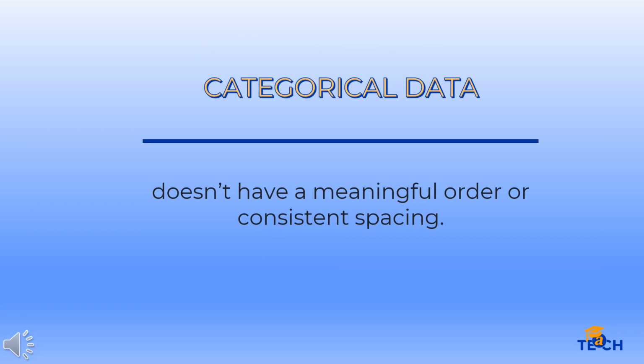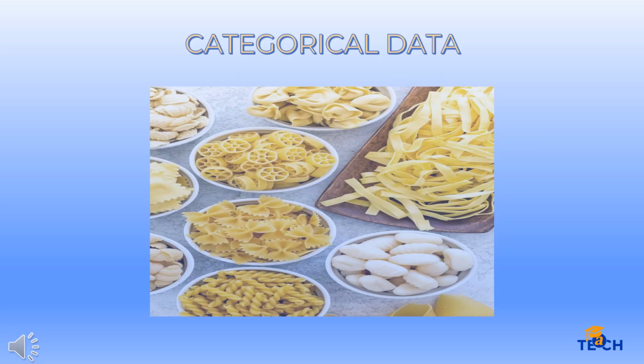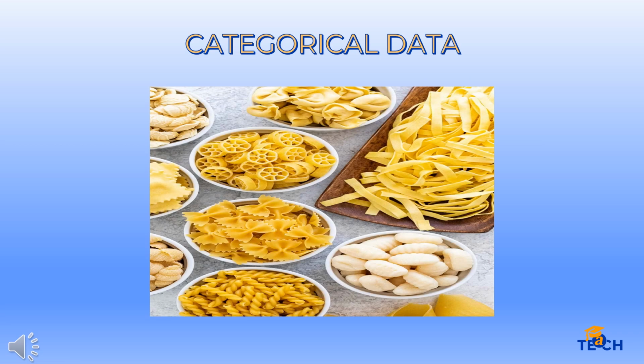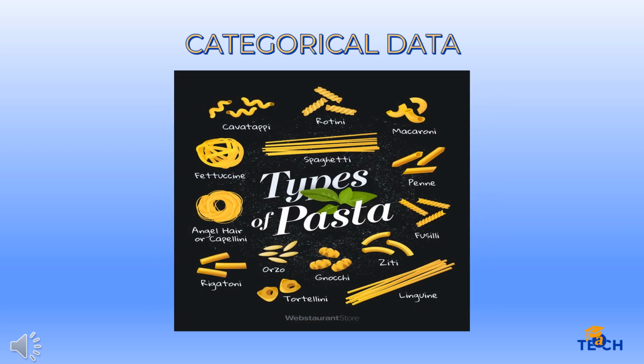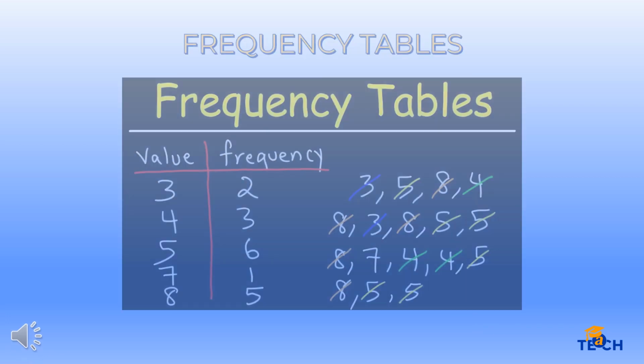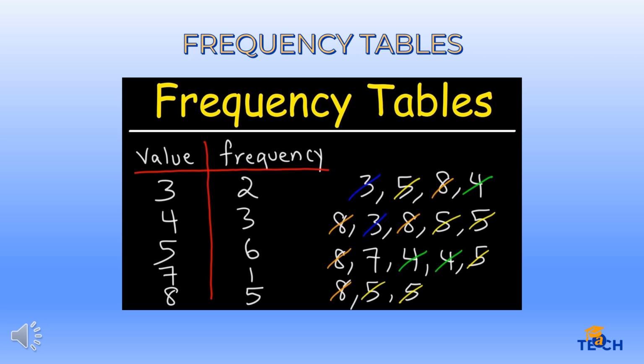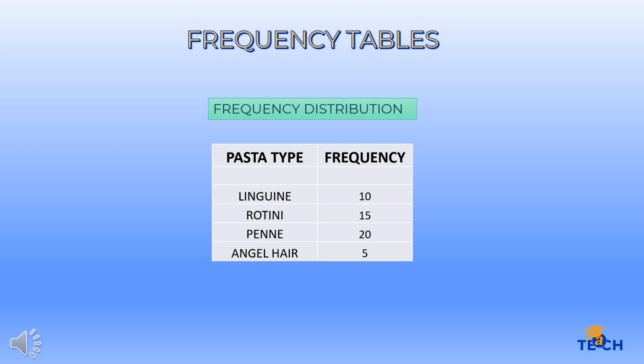Categorical data doesn't have a meaningful order or consistent spacing. For example, favorite kind of pasta. You might like penne, rotini, linguine, or even angel hair, but there's no objective way to put those pastas into a meaningful order. The simplest way to display categorical data is to make a frequency table. A frequency table shows you all the categories and the number of data points that fall in that category. In other words, its frequency.